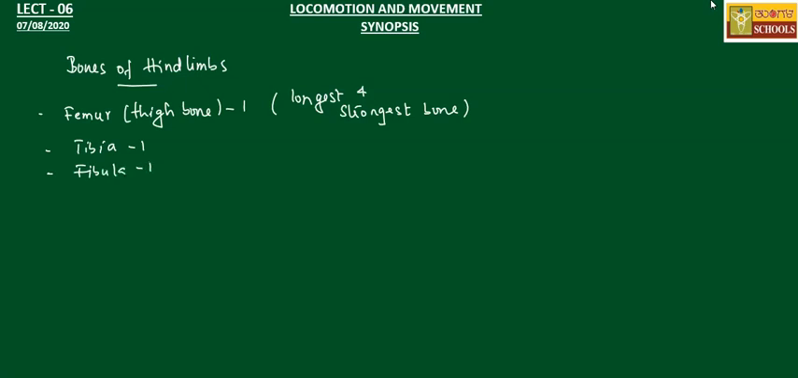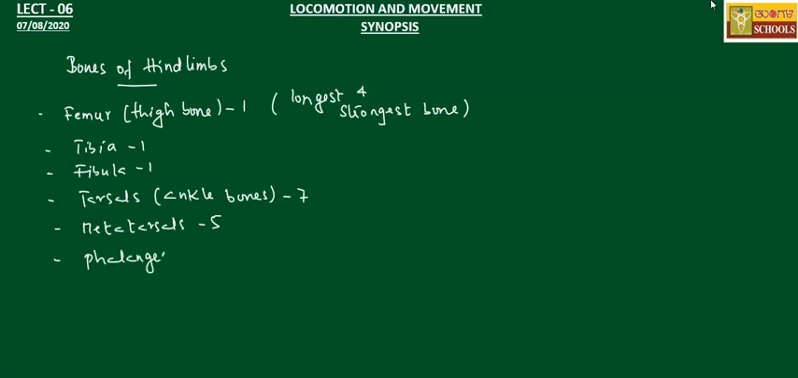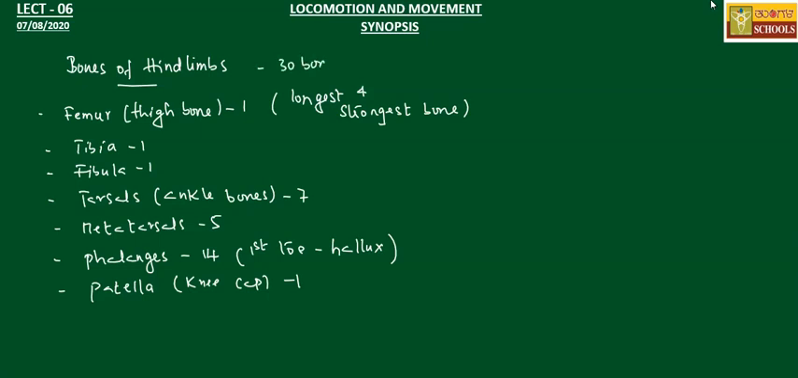Then we have the tarsals, which are called the ankle bones, and these ankle bones will be 7 in number. Then we have the metatarsals, these are 5 in number. And then the phalanges, which are totally 14 in number. In this case, the first toe is what we call the hallux. There, the first finger we call the pollex; in this case it is the hallux. And then we have one more, the patella. This is the kneecap, and this one is 1 in number. So in total, in the case of hind limbs also you will have 30 bones.